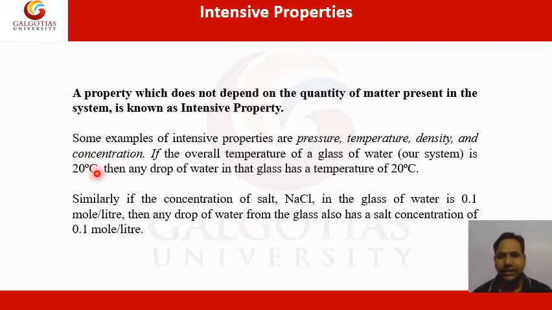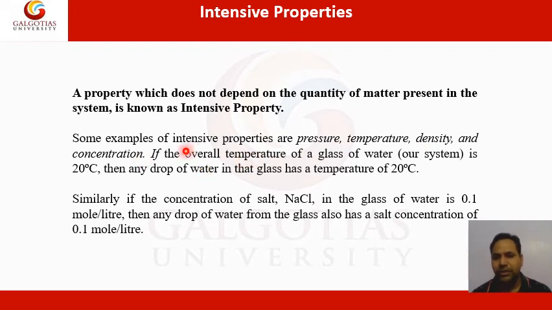Some examples of intensive properties are pressure, temperature, density, and concentration. If the overall temperature of a glass of water, our system, is 20 degrees centigrade, then any drop of water in the glass has a temperature of 20 degrees centigrade, so it does not depend upon the quantity of the system. Suppose we pick one drop or one spoon of water, the temperature will remain the same, 20 degrees centigrade. So this property is called an intensive property, just like pressure, temperature, density, and concentration.